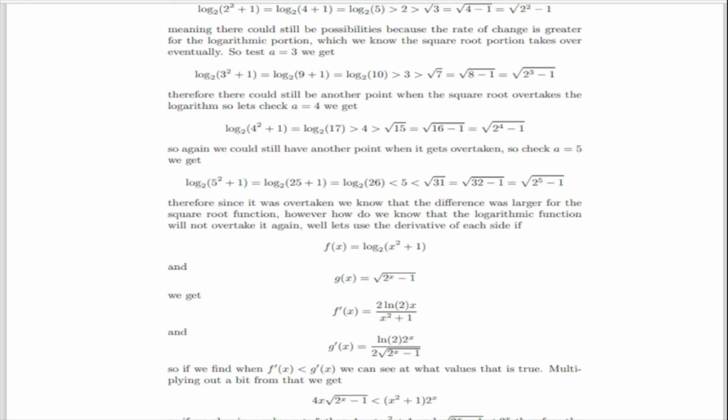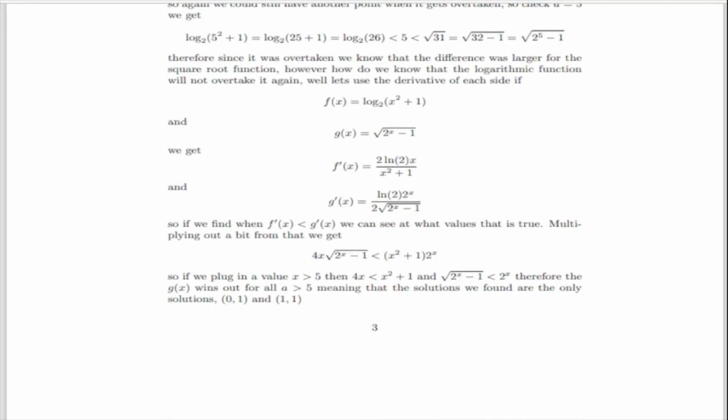However, we do not know that the logarithmic function will not overtake again. So we'll use the derivative of each side to find out if it will or not. So f of x equals log base 2 of x squared plus 1, and g of x equals the square root of 2 to the x minus 1. And we get f prime of x equals 2 times ln of 2 times x all over x squared plus 1, and g prime of x equals ln of 2 times 2 to the x over 2 times the square root of 2 to the x minus 1.